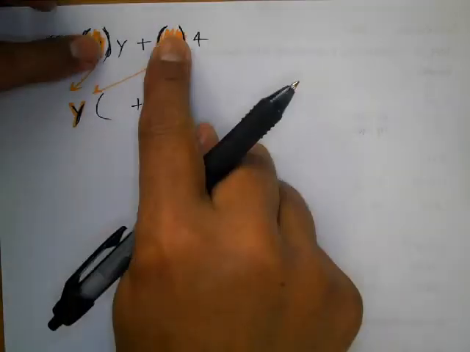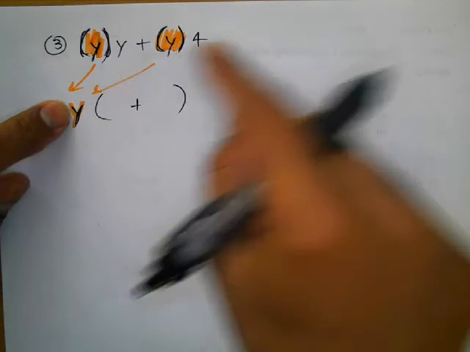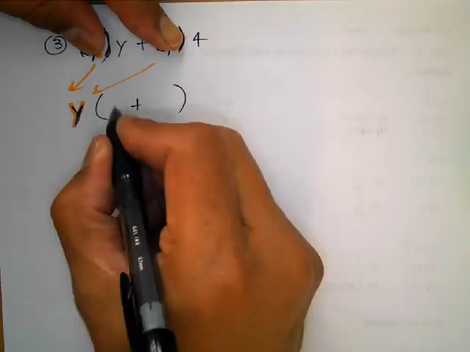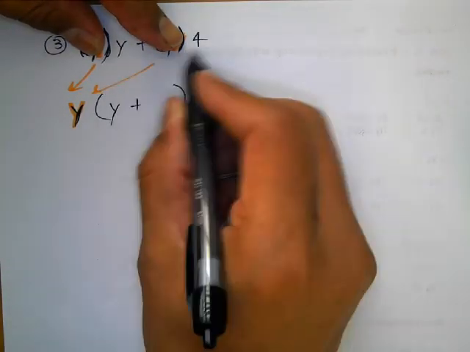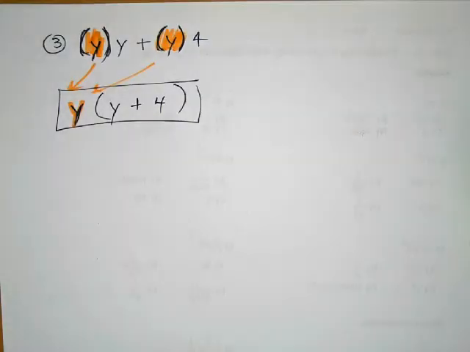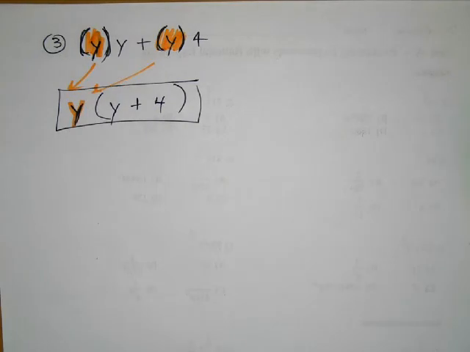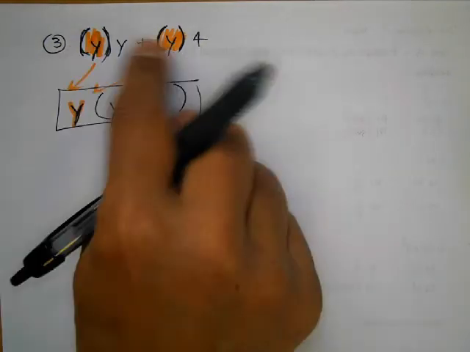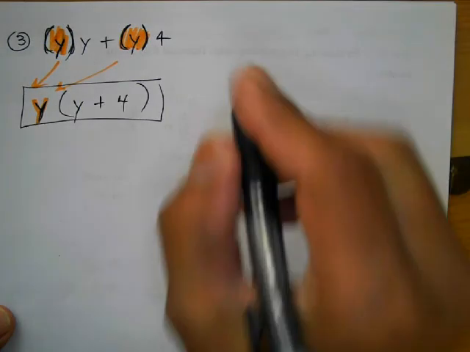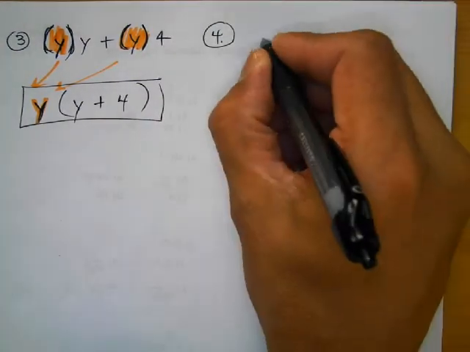Now for this expression, if I took it out of here and out of here and moved it to the front, what's left over? Well, if you cover it, you'll see what's left over. y plus 4. So in the first two, we had a number that was a common factor. In number 3, you're seeing a variable. The variable is what was common here. Let's look at number 4.